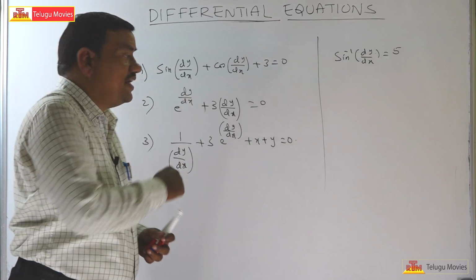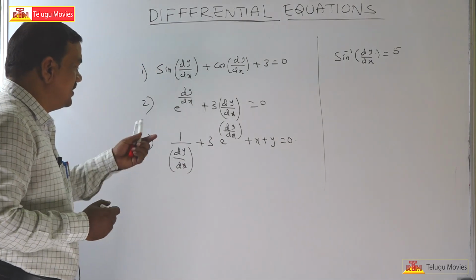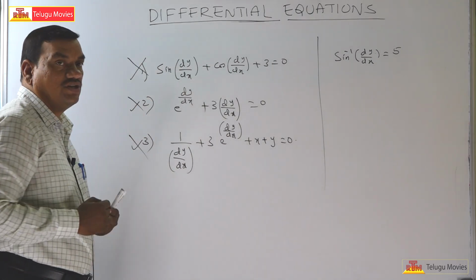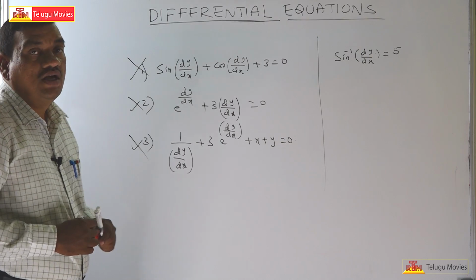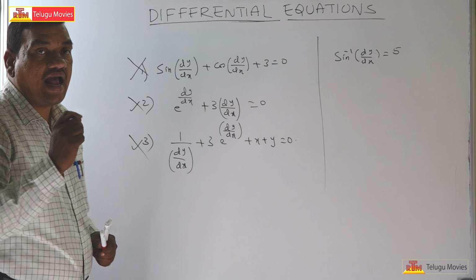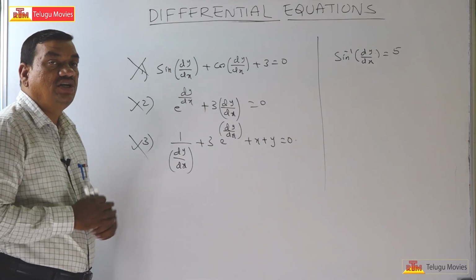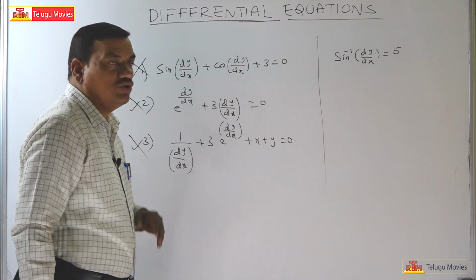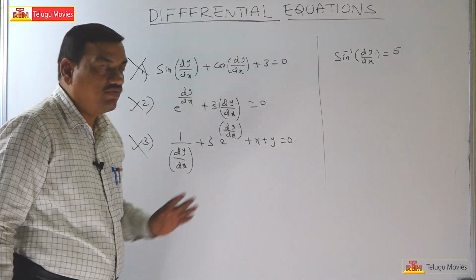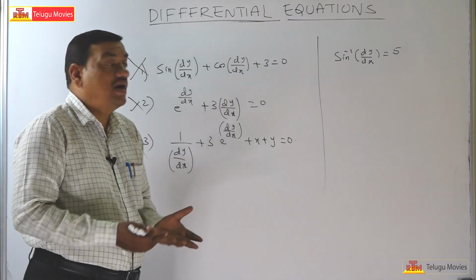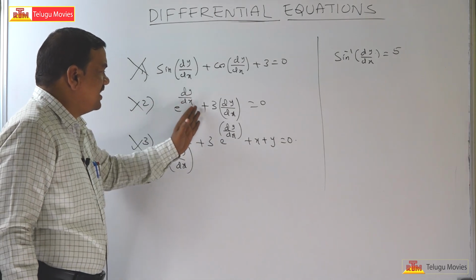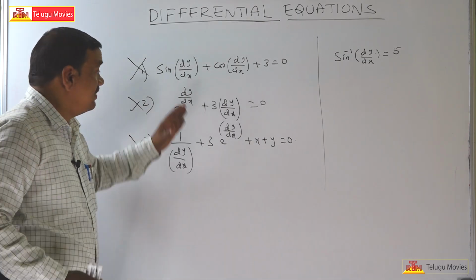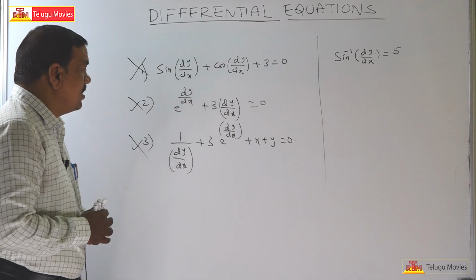But see here, are these called differential equations? No, these equations are not called differential equations. Why? Because they cannot be expressed as polynomial equations in dy by dx. See here, sine of dy by dx plus cos of dy by dx plus 3 is equal to 0. It is not a differential equation, because it is not a polynomial in dy by dx. Like that, e power dy by dx plus 3 times dy by dx is also not a polynomial equation in dy by dx. That's why it is also not a differential equation.